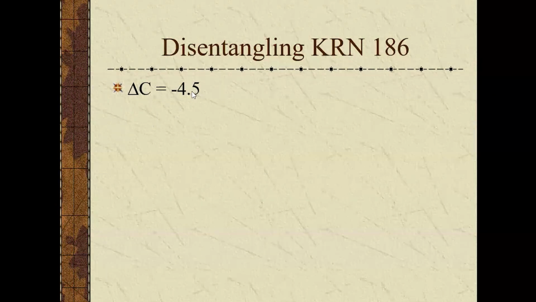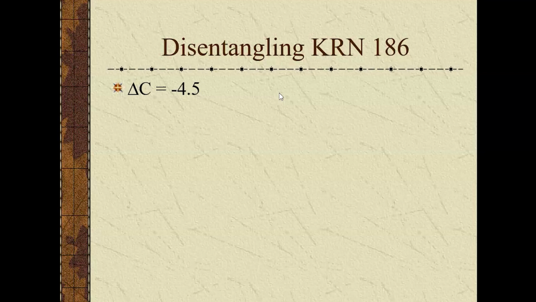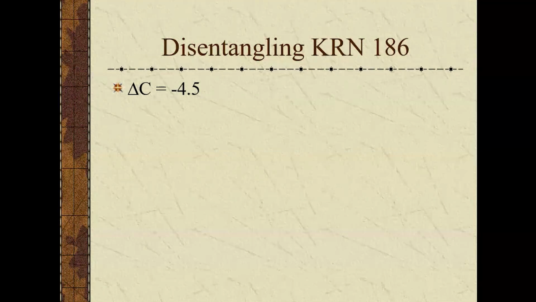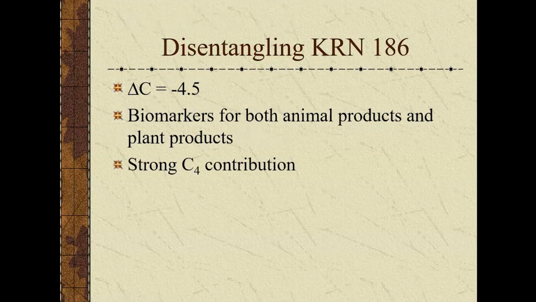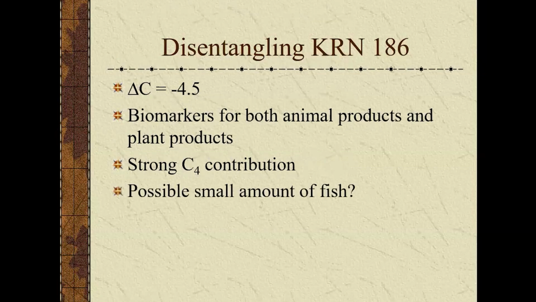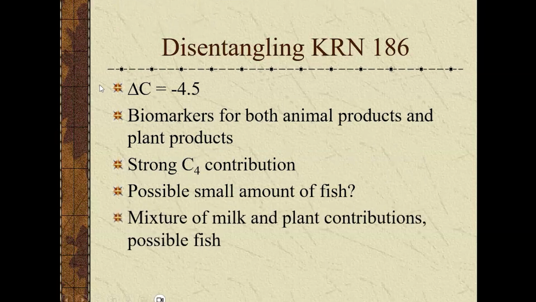Okay. So we can see our delta carbon 13 is typical of dairy. So we know already that the animal product in that residue is almost certainly milk or a milk product. There's also some plant in there because we had that biomarker. So it's a mixture of dairy and plant resource. There's a strong millet or a strong C4 contribution, which I understand at this site is probably millet of some type. A possible small amount of fish, but I don't think so. I think that isoprenoid fatty acid derived from the dairy in this case. So what we have here is a mixture of mostly milk and some plant contributions.